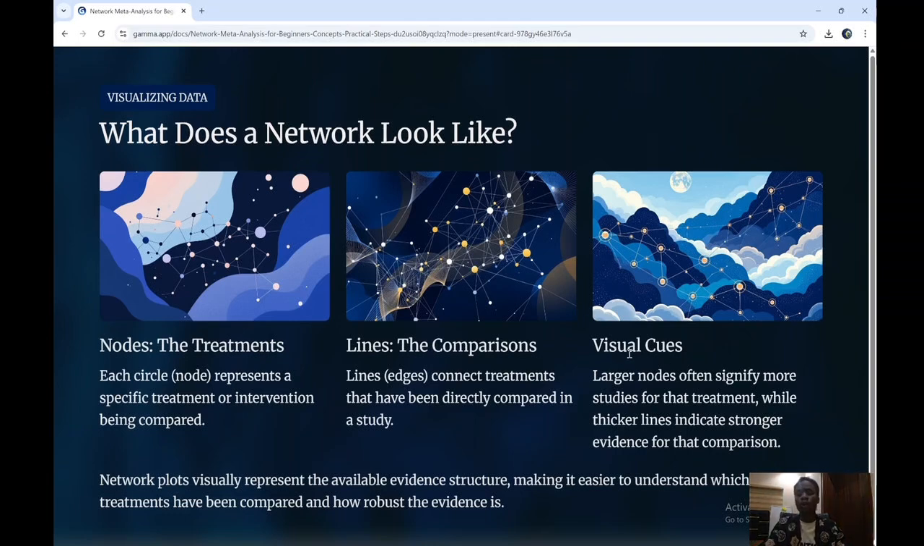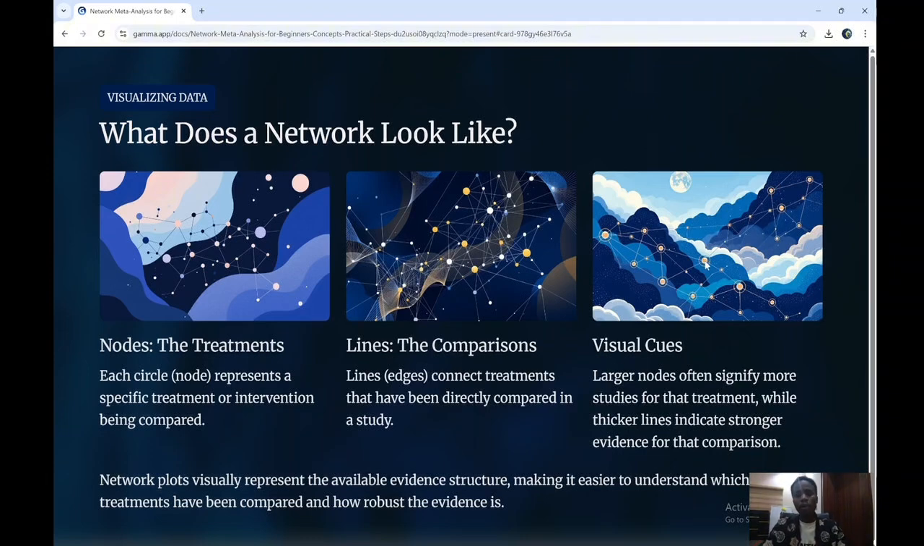Now we're going to see what we call the visual cues. And what do we mean by visual cues? Larger nodes often signify more studies for that treatment, while thicker lines indicate stronger evidence for that comparison. Think about it as whenever we're trying to interpret the diamond when we are doing our traditional two-way meta-analysis, where we're comparing two interventions or two treatment effects. When the diamond is big, what do we say? We can say there is probably a wider confidence interval, or there is more study weighting. Each study has more weight compared to the other study.